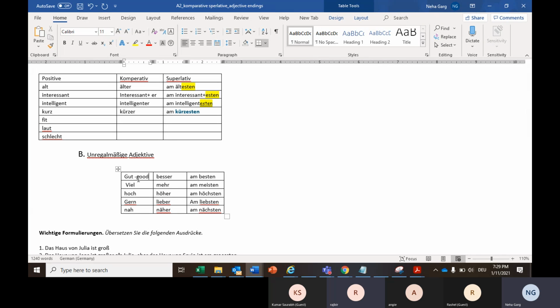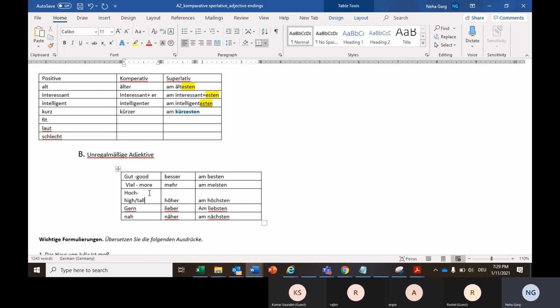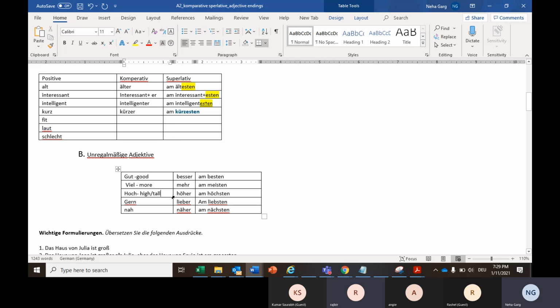Gut, besser, am besten. Viel, mehr, am meisten, not am. Am meisten. Hoch, then how to pronounce the second, höher. Höher, am höchsten.